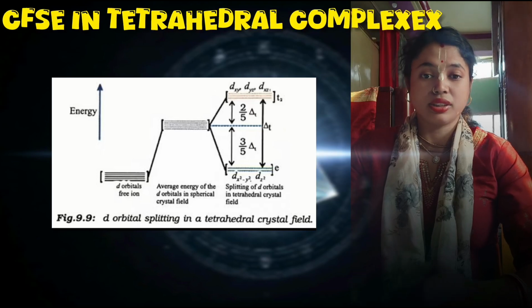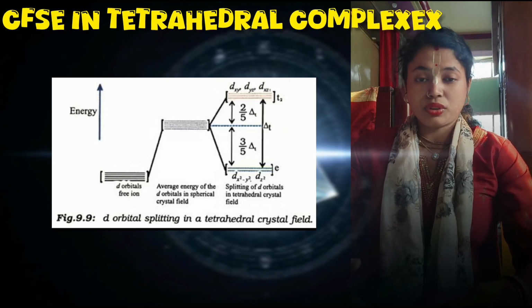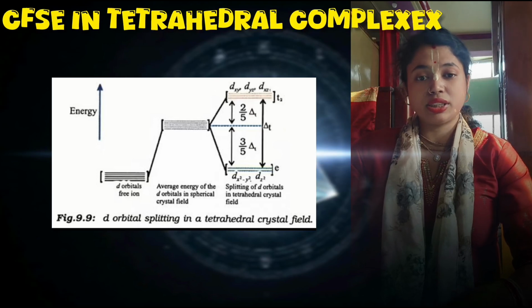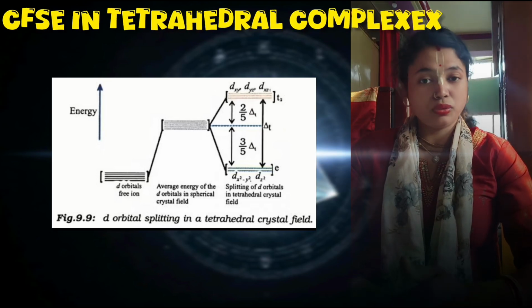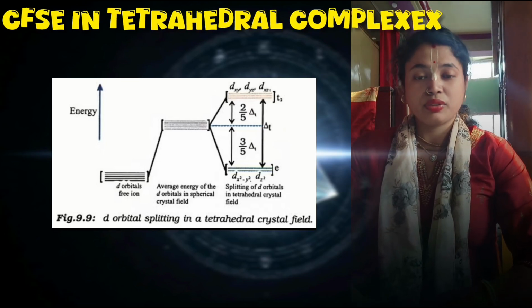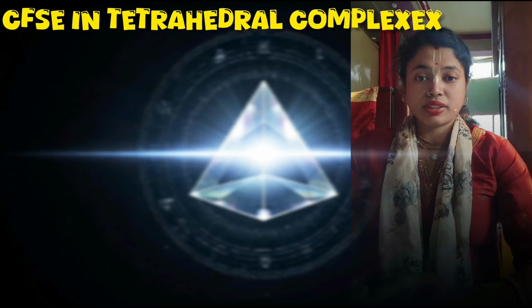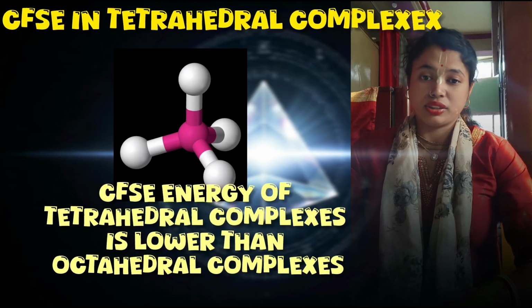We will draw that in the energy diagram. They go above the axis, and then we draw the EG level, or dz square and dx square minus y square. There is no ligand approaching in their direction, so their energy becomes low. Even the CFSE of a tetrahedral complex is very much lower than that of octahedral complexes. We will discuss how.